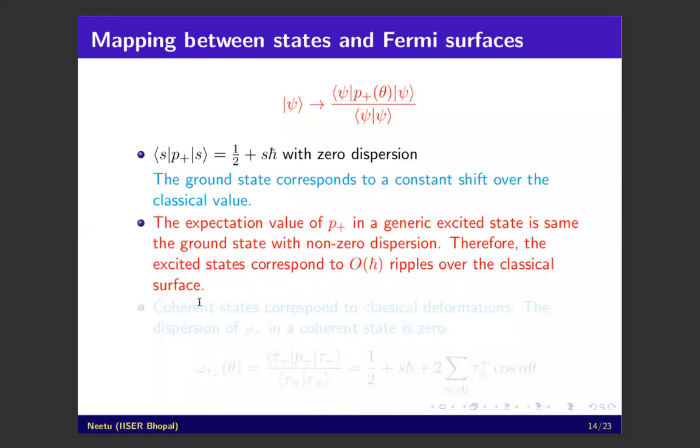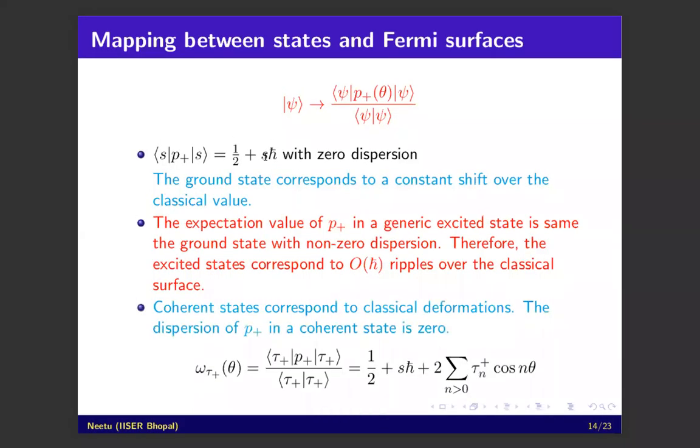Then we calculate the expectation value in a generic excited state K, and the expectation value turns out to be the same as in the ground state, but the dispersion in that case is non-zero. So those states correspond to some order h bar ripples over the classical surface.